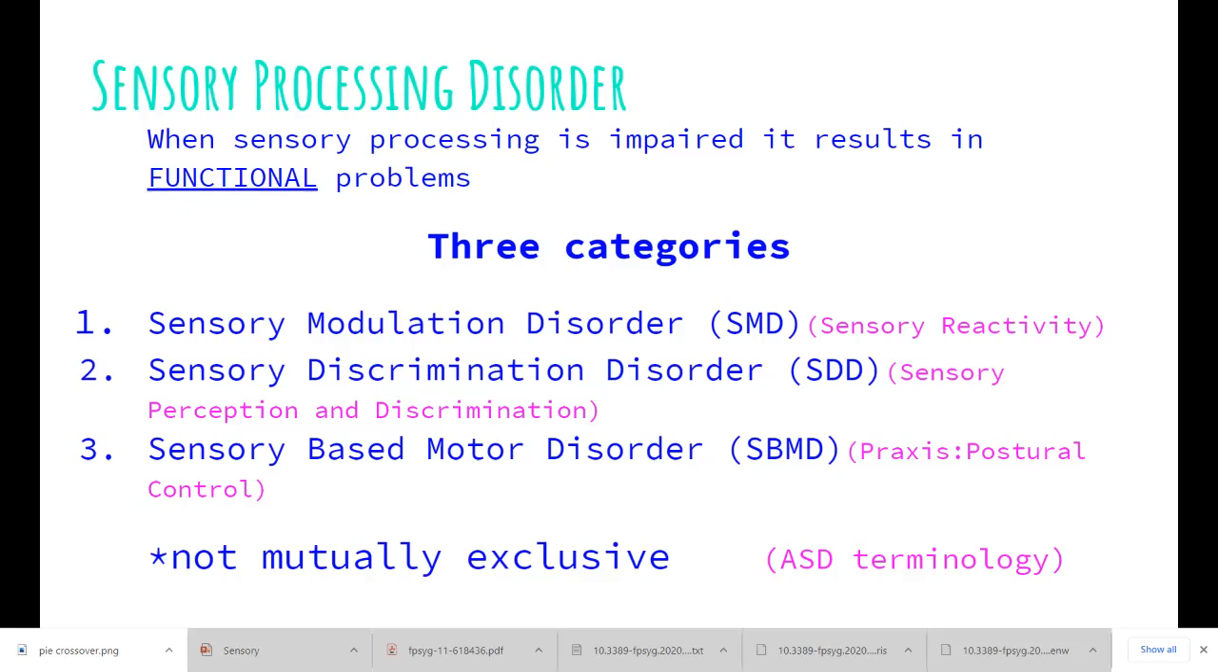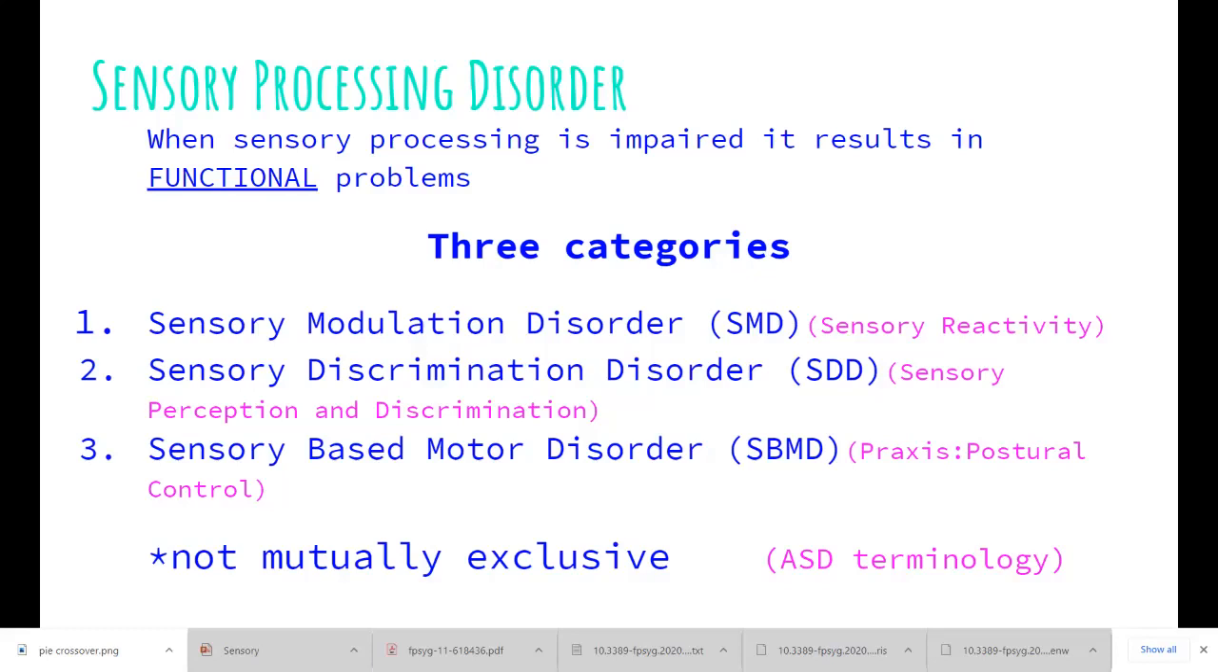You can still go to class and learn what you need to do and have a job and take care of yourself. It's when it starts to get in the way of the ability to function in daily life that it becomes a disorder. So it's broken up into three categories.